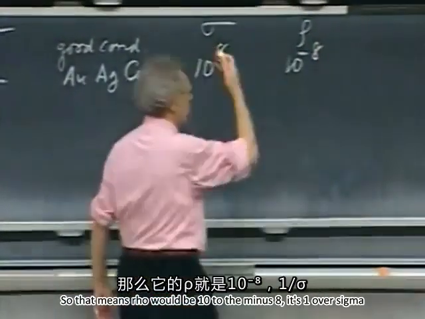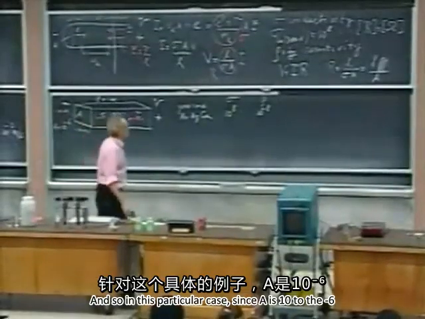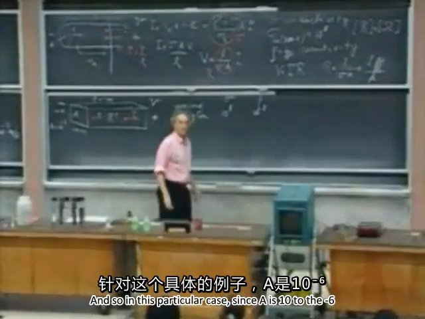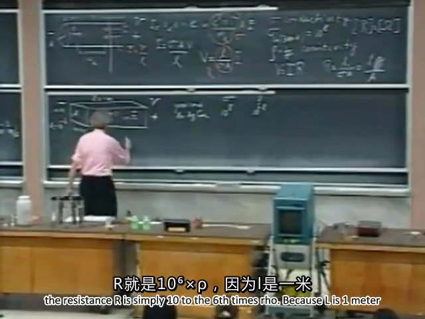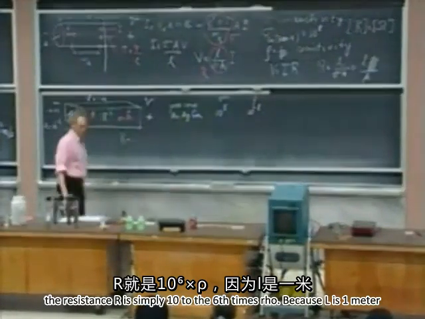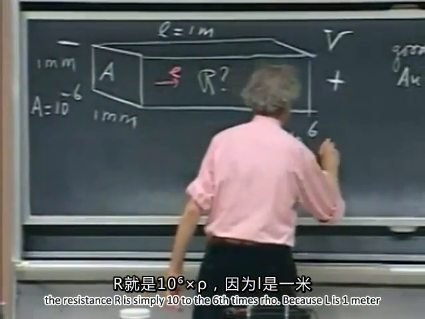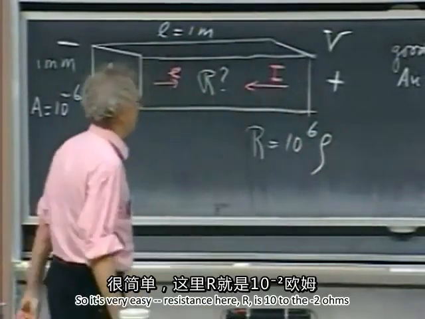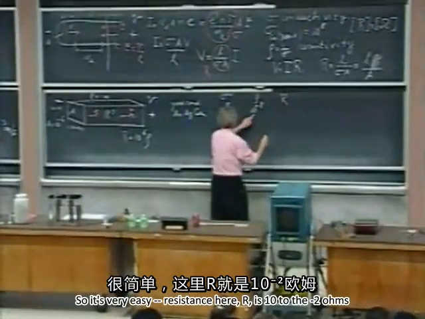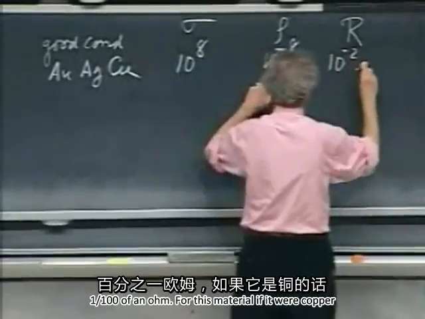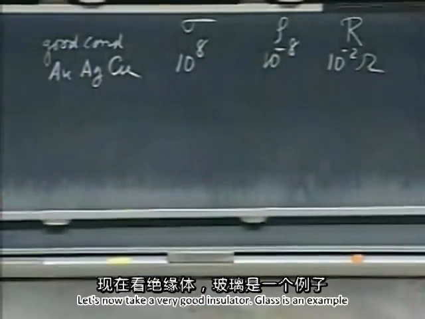It's 1 over sigma. And so in this particular case, since A is 10 to the minus 6, the resistance R is simply 10 to the 6 times rho, because L is 1 meter. So it's very easy. The resistance here, R, is 10 to the minus 2 ohms. 1/100th of an ohm, for this material if it were copper.